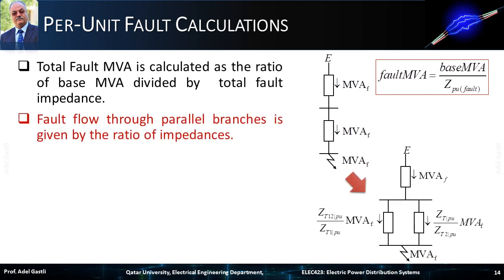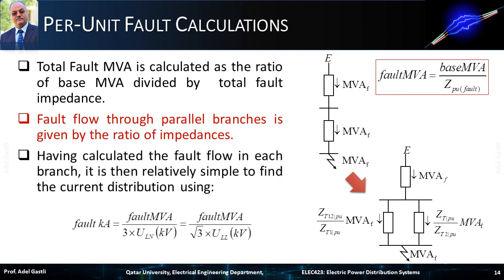Fault flow through parallel branches is given by the ratio of impedances. Having calculated the fault flow in each branch, it is then relatively simple to find the current distribution using this equation.